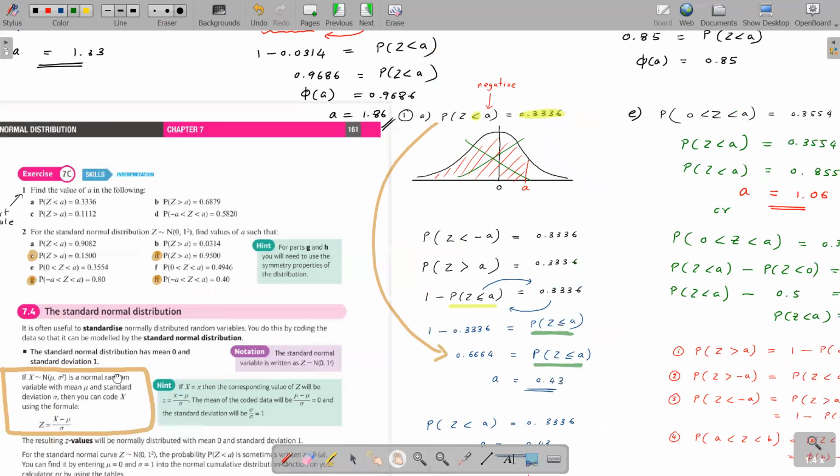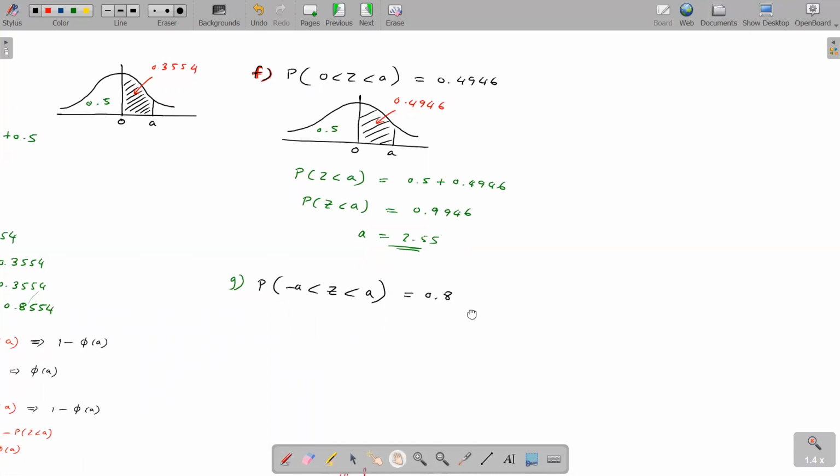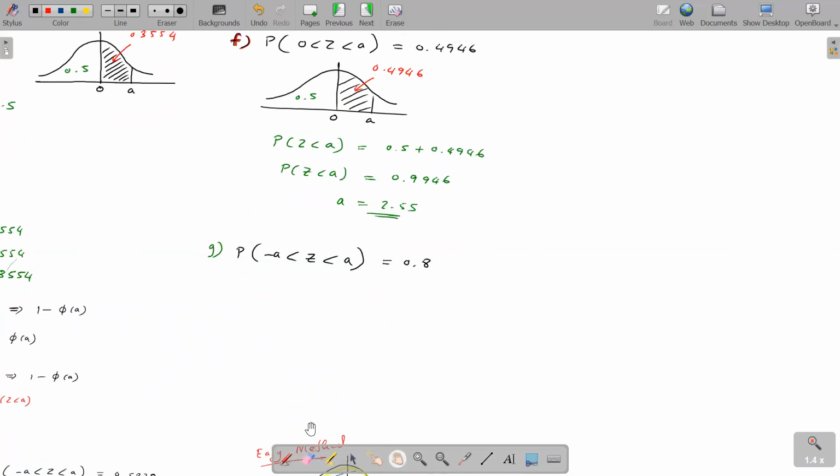Okay, guys, let's do the sum, part G. Probability Z is bigger than minus A, smaller than plus A is 0.8. I know I have to go for the second table. The easiest way to do this is to draw the diagram. This is 0, this is minus A, and this is plus A. The area in between is 0.8. Are you with me? Now, if I want to use the second table, I need the probability Z is greater than A. This is the format for the second table.